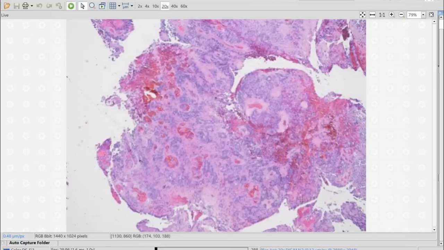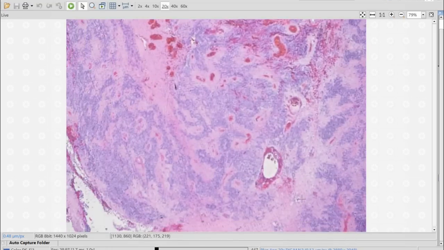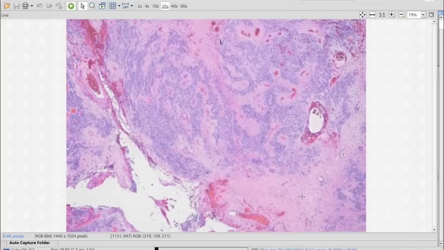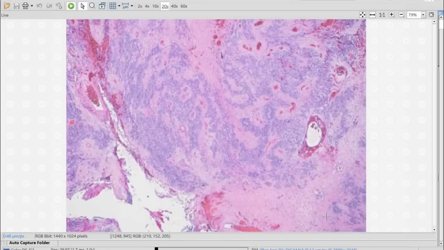This is another case, and you can see this case has a little bit more cellularity, increased cellularity, but again, at low power you're seeing all these spaces around the vessels. You have a vessel in the center and cells around it. Very cellular, very nodular. Again, we are dealing with an ependymoma.